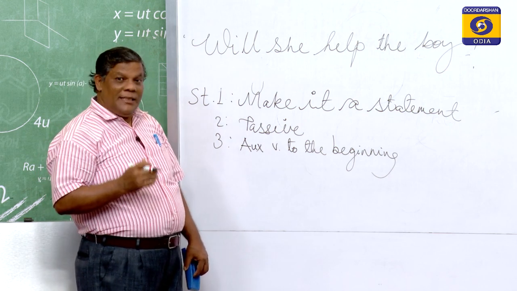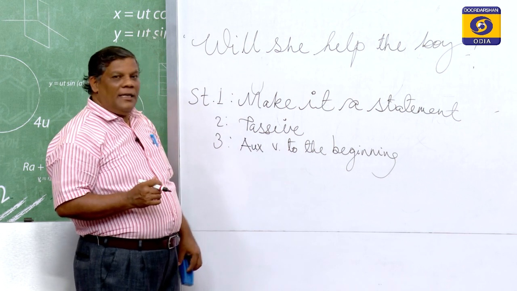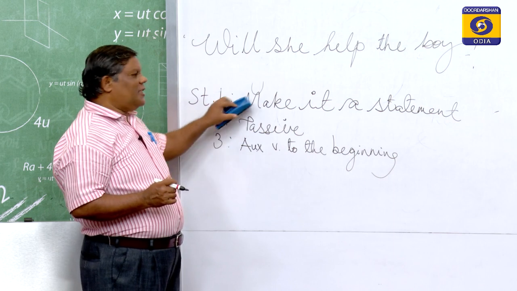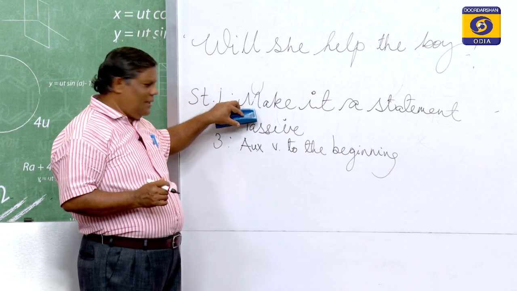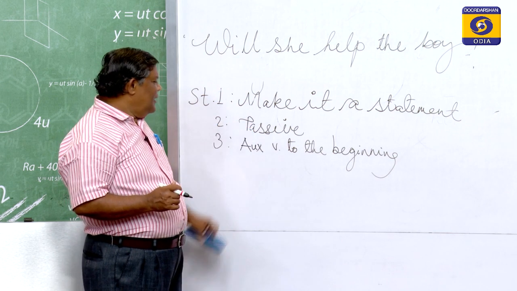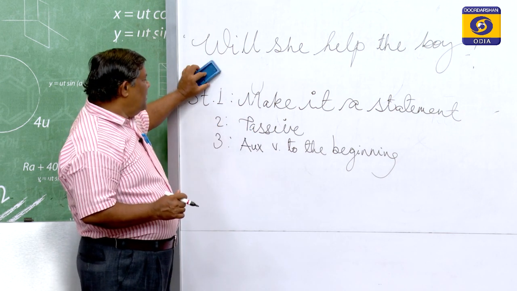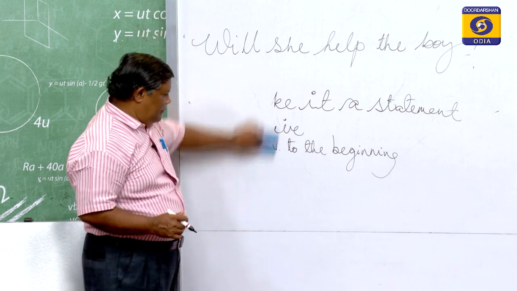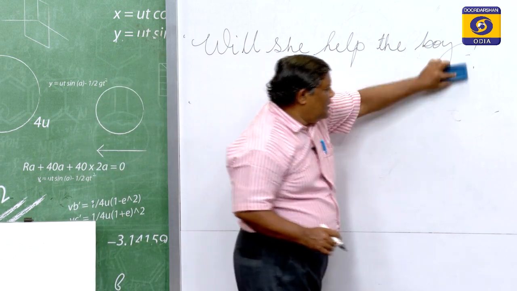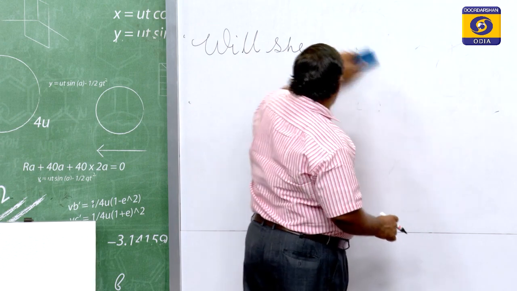So, this will be very easy for you to understand and transform the sentence into the passive form if you follow these 3 stages. First, make the sentence a statement. In the second stage, make the sentence passive. Third is bring the auxiliary verb to the beginning. Now, it becomes the transformation of active sentence into its passive form.